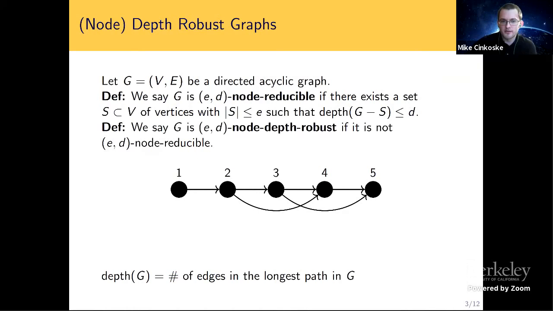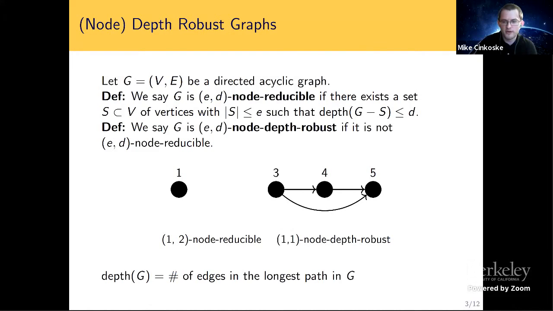Here we have this example DAG on five vertices. If we just remove one node, we see that the remaining graph has depth at most two, so we call it (1,2)-node reducible. Similarly, if we remove any node, we see that the depth is always greater than one, so we call it (1,1)-node depth robust.